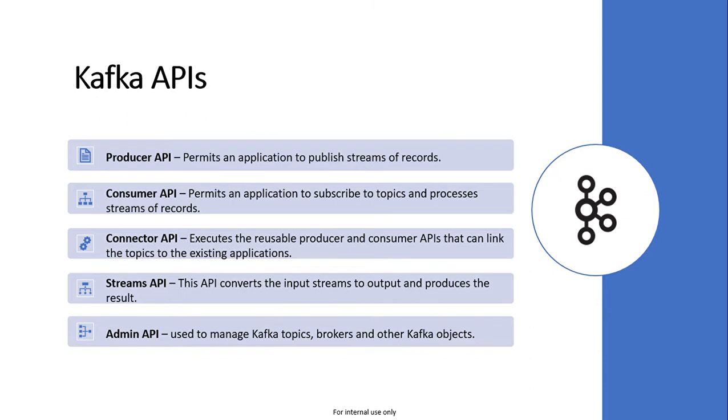And these are the Kafka APIs: producer API, consumer API, connector API, streams API, and admin API. The producer API permits an application to publish streams of records. The consumer API permits an application to subscribe to topics and process the streams of records. The connector API executes the reusable producer and consumer APIs that can link topics to existing applications. The streams API converts the input stream to output and produces the result. The admin API is used to manage Kafka topics, brokers and other Kafka objects.